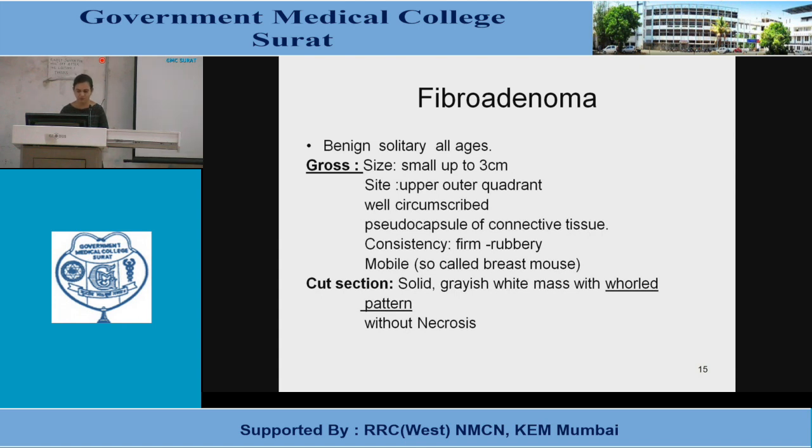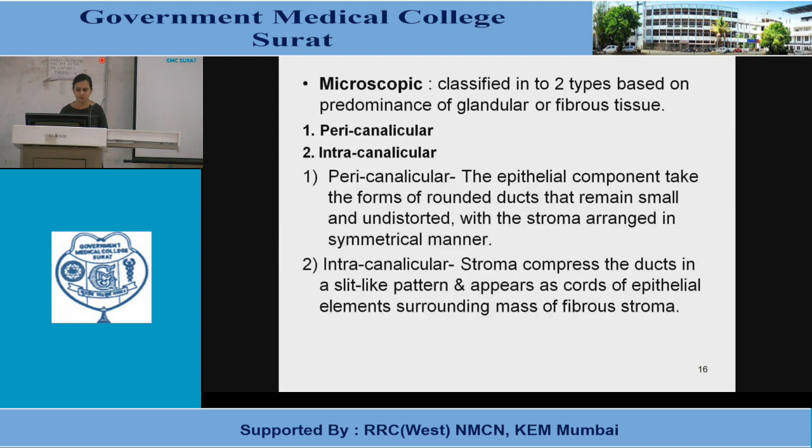Cut section is solid grayish white mass with whorled pattern, and usually it is without necrosis. What is the microscopic point of view of this? It is classified into two major types, pericanalicular and intracanalicular. So why are these two patterns important from the UG point of view? Because you have to identify these lines, or else it doesn't make any difference in clinical practice.